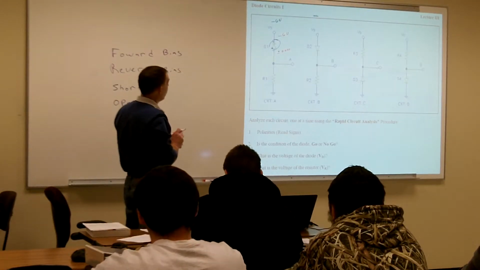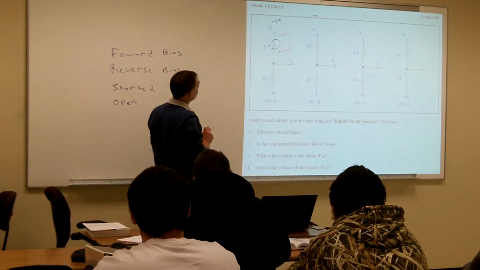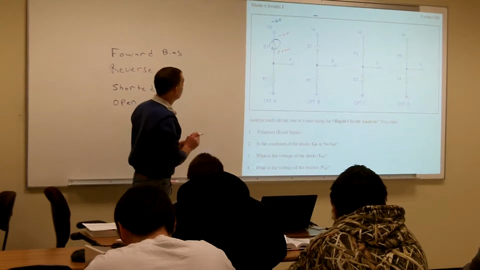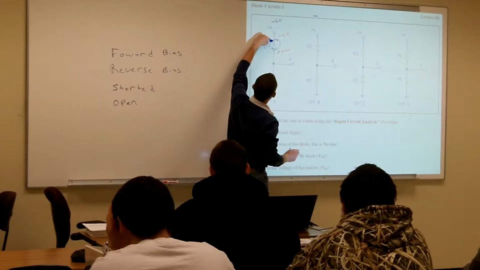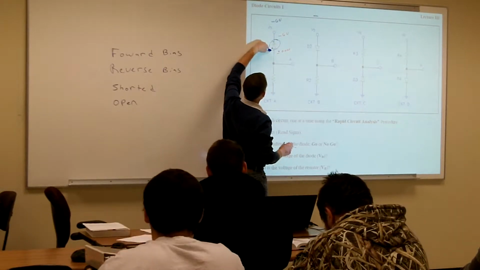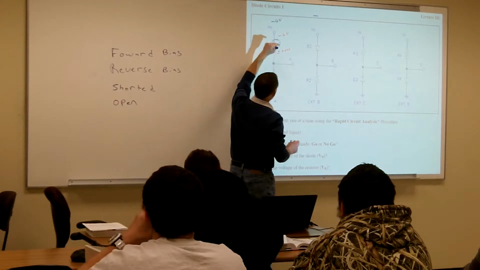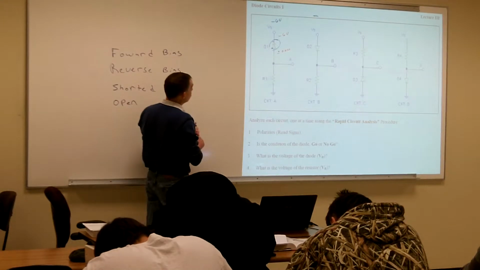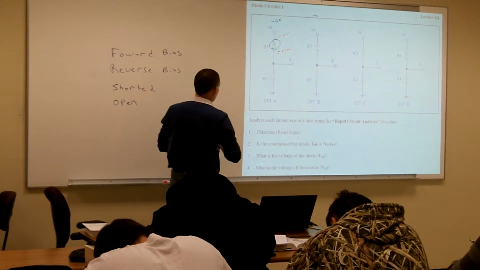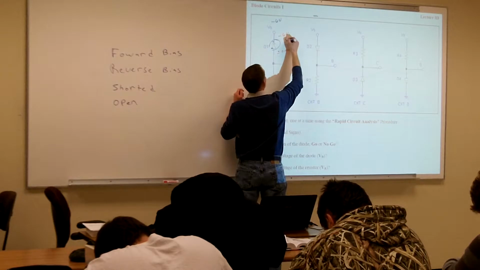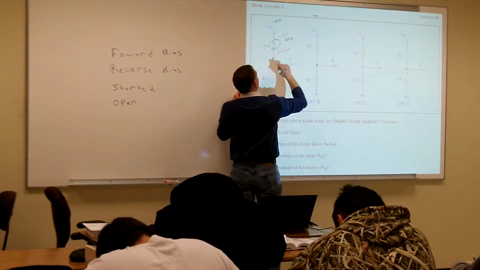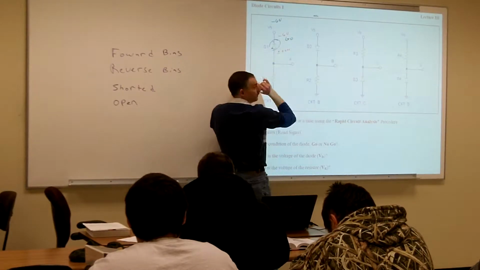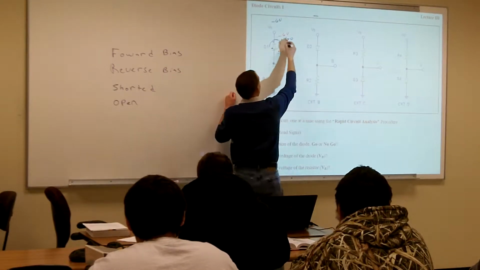So what state is that diode in? Forward bias. Because I'm more negative on my cathode side than on my anode, and my anode is more positive than my cathode, whichever way you want to look at it. So we know it's in forward bias, so it's going to be a go. And it's going to drop what for voltage? 0.7 volts, yeah.